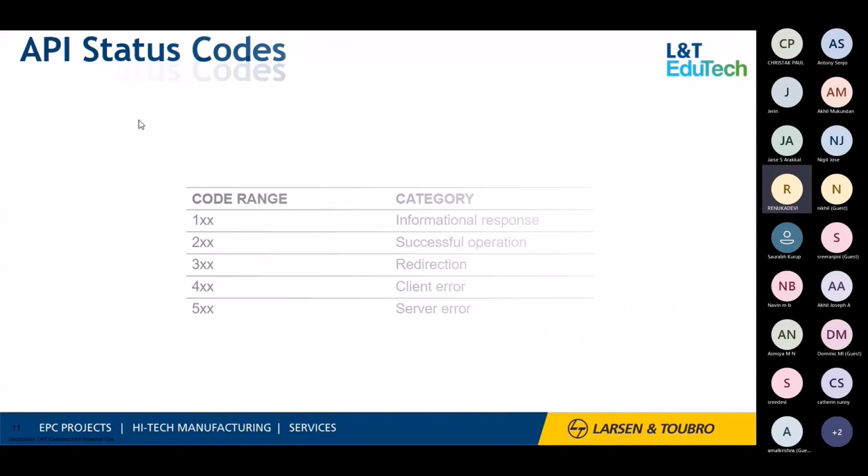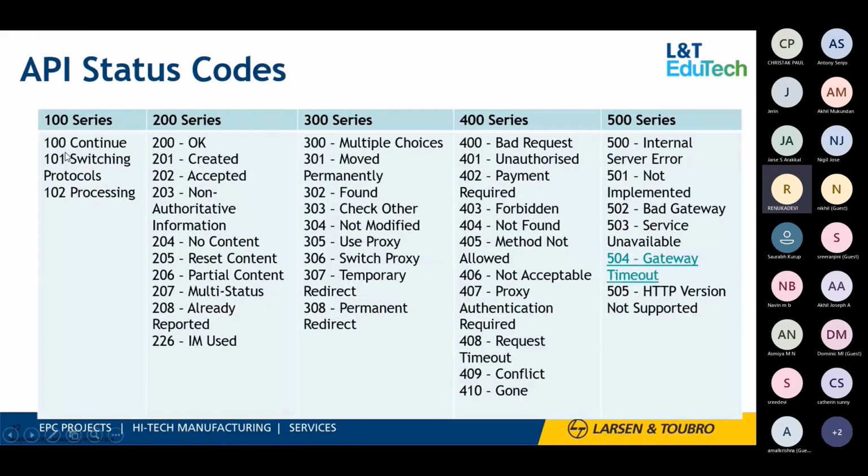So in this 100 series, if I'm getting 100, then it is continue. If I'm getting 101, then switching protocol. 102, then it is showing you processing. Similarly, in the 200 series, if I'm getting the response code as 200, the request is successful. Similarly, there are certain status codes like 201, 202. 204 means no content at all. Then 207 is multi-status.